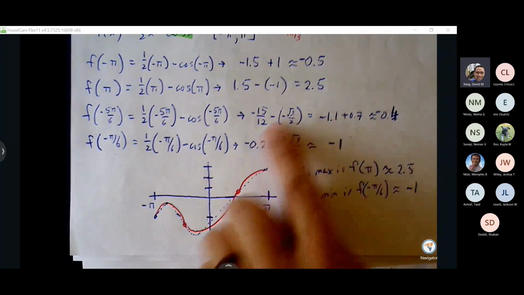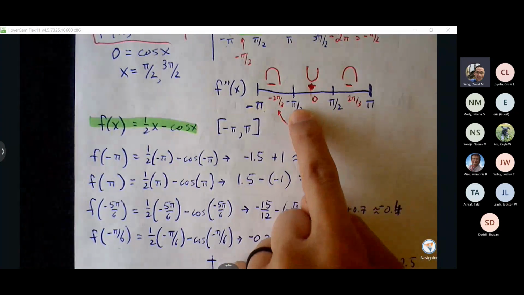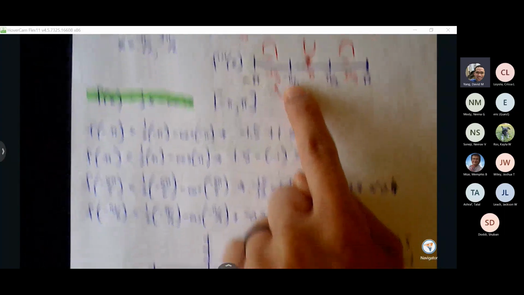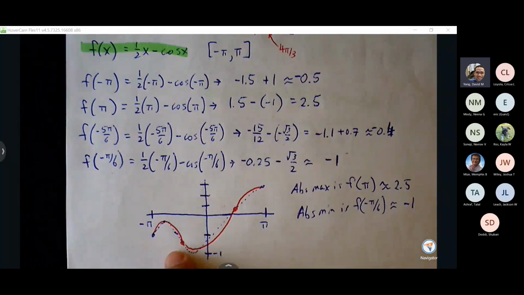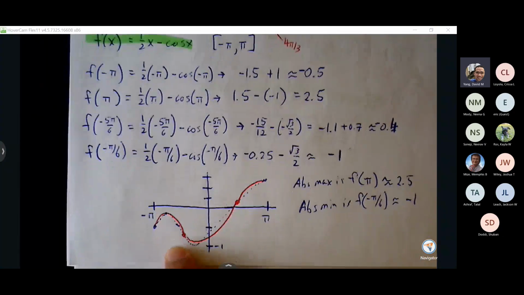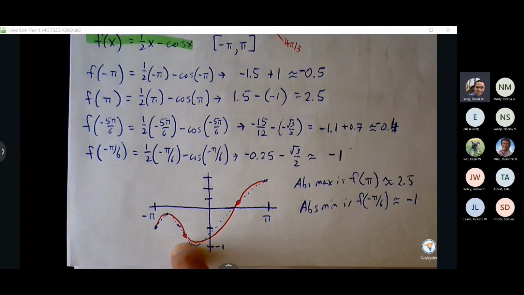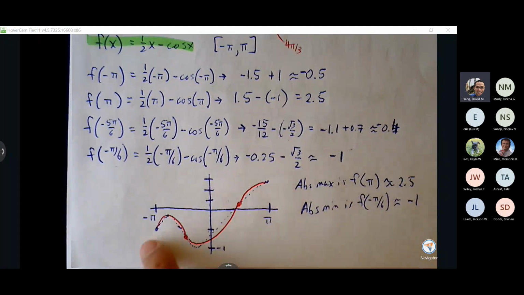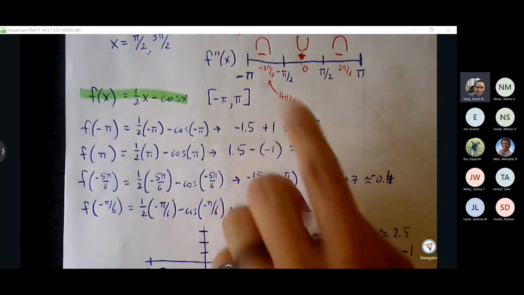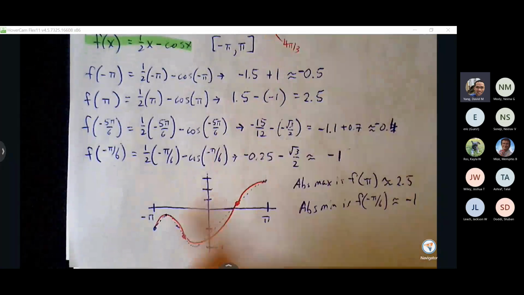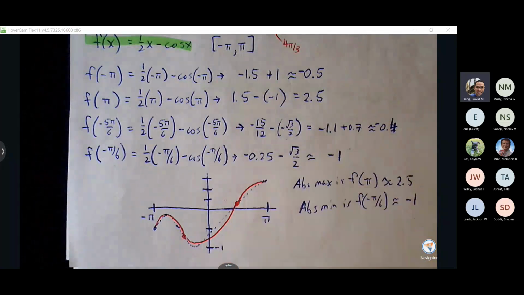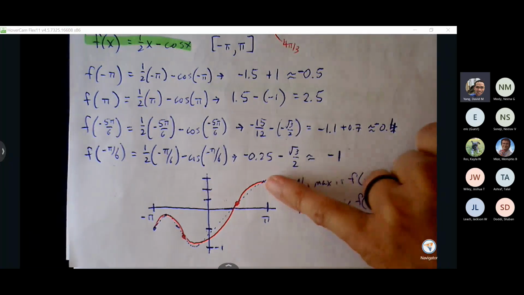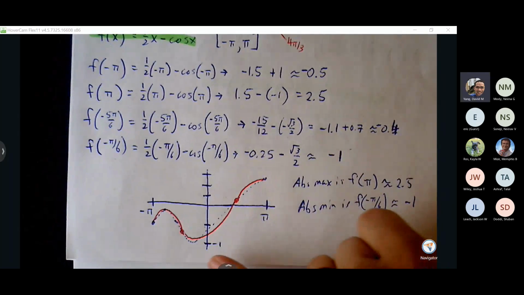Once I have my graph going through my endpoints and my relative max and relative min, then I can go back and imagine where my points of inflection are. One point of inflection is at negative pi over 2, so that is somewhere between negative pi and 0. I'm just going to plot that point. My other point of inflection is at pi over 2, so it's between 0 and pi. If I plot those points, I just connect the dots, making sure I match my concavity: concave down, followed by concave up, followed by concave down. And then to find the absolute max and absolute min, you just have to look at your graph. Absolute max is your highest y value. Your absolute min is your lowest y value.